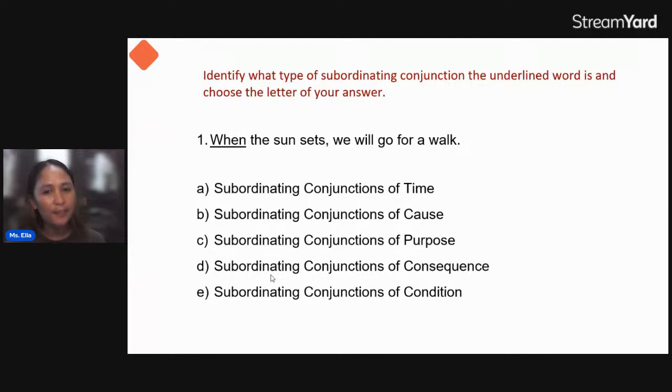Is it A, subordinating conjunctions of time? B, subordinating conjunctions of cause? C, subordinating conjunctions of purpose? D, subordinating conjunctions of consequence, or E, subordinating conjunctions of condition? Number one, when the sun sets, we will go for a walk. Is it more like a conjunction of time, cause, purpose, consequence, or condition?